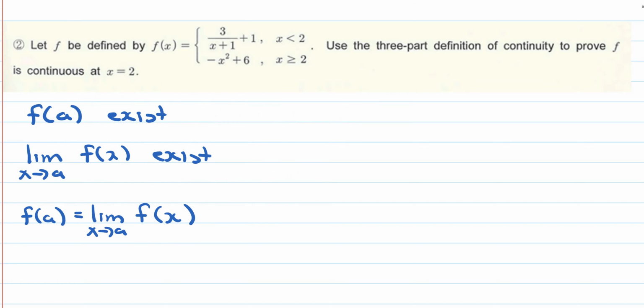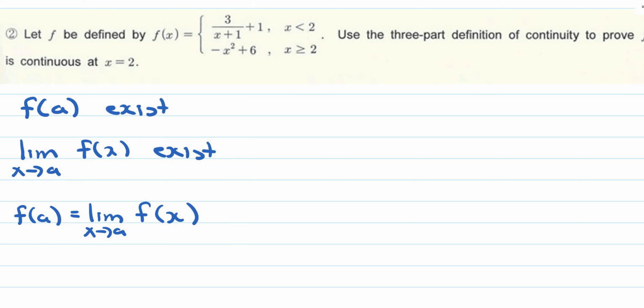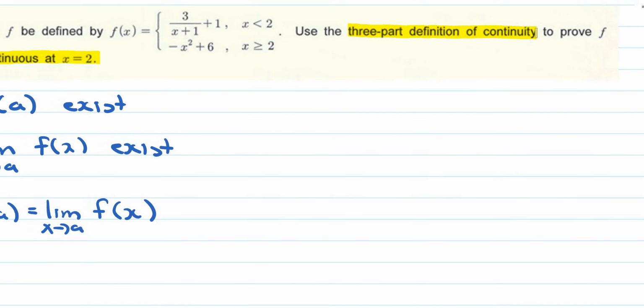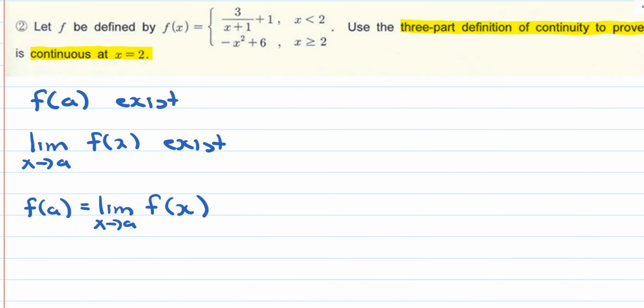Okay, one last question for this homework video guide. For this question we're given a piecewise function, and the question wants us to use the three-part definition of continuity to prove that the function is continuous at x equals 2.